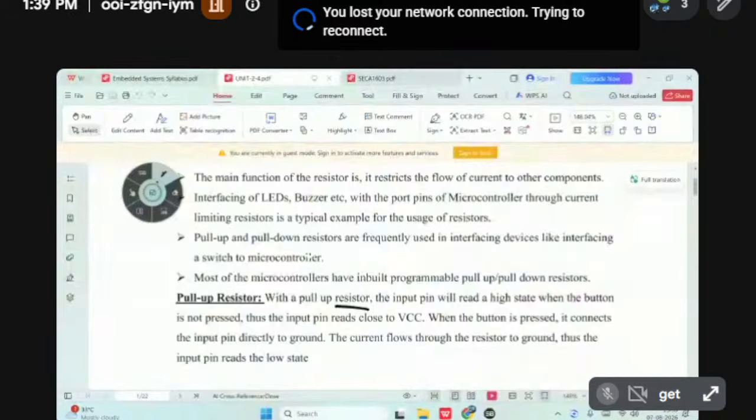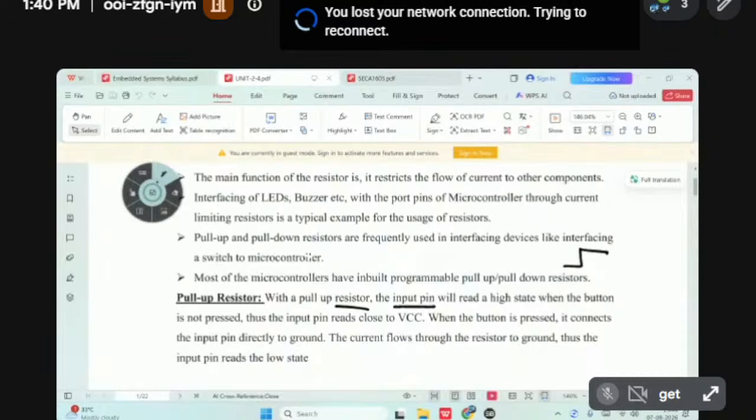Right. So in a pull up resistor, we will have some input pin as well as output pin. With the help of the input pin I can read the high signal, I can read the high state, right? High state is nothing but this. I can read this type of signal, right? So the input pin will read the high state when the button is not pressed.